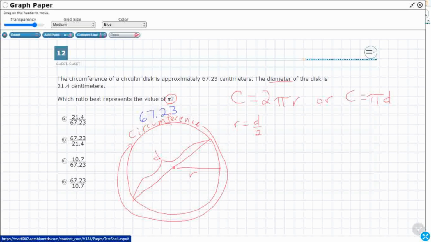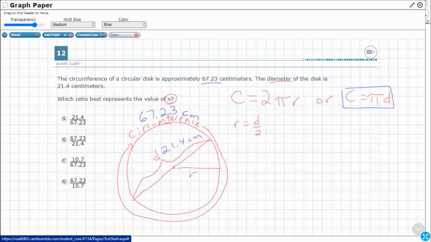67.23 cm, so they give us that. And then they give us the diameter of 21.4, okay? cm. They don't give us the radius, but we don't need the radius. We could just cut the diameter in half if we really wanted to get that radius. Now, how do we find pi? Well, take a look at this right here. I know the circumference and the diameter. Let me plug those in.